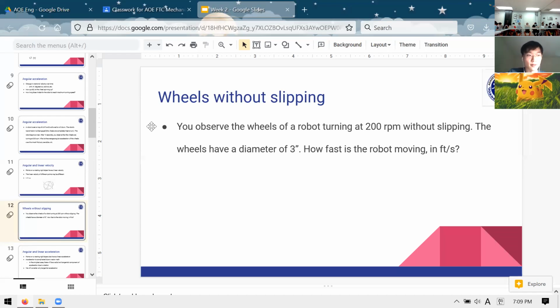So for this one, you might want to draw a picture, but consider the case where you're looking at your robot and the wheels are turning at 200 RPM. Maybe you know this because of the programming or you're measuring it, but the wheels are turning at 200 RPM without slipping. You also know that the wheels have a diameter of 3 inches. And so from that, how fast is the robot moving in feet per second? I'll give you another few minutes to think about this problem. Hopefully, just seeing this problem helps you realize what kind of important things you can do with this kind of concept.